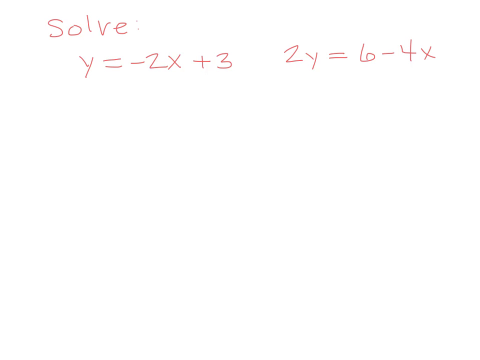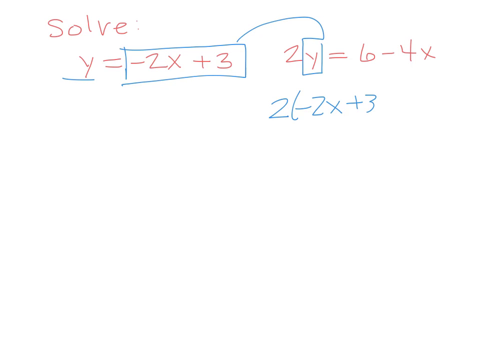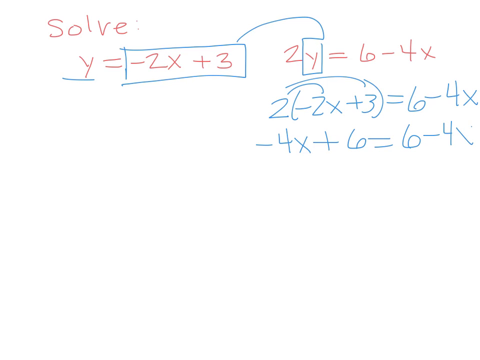Let's look at one more case. y equals negative 2x plus 3, and 2y equals 6 minus 4x. Now notice in this problem, you already have a y isolated, so don't create yourself more work. You can already go ahead and start substituting in on this problem. So we can have 2 times the quantity negative 2x plus 3 equals 6 minus 4x. We will need to distribute. Negative 4x plus 6 equals 6 minus 4x.